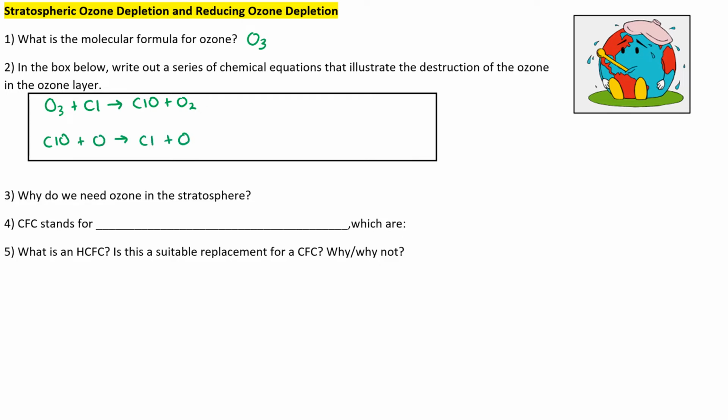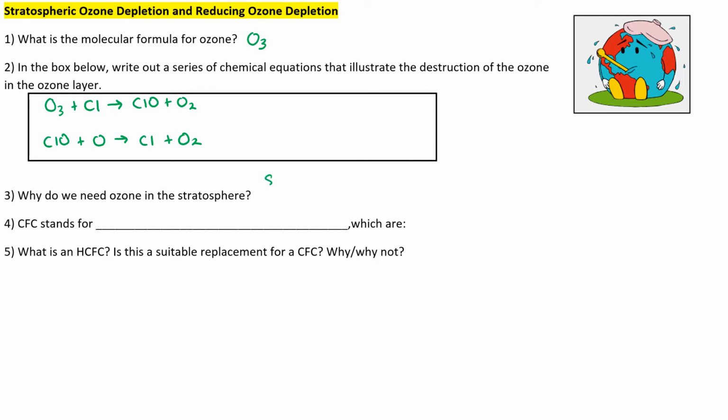Okay. So these are the two. We have ozone reacting with chlorine, and that creates chlorine monoxide and oxygen gas. And the chlorine monoxide reacts with an oxygen atom to release that chlorine atom again, which can then react with another ozone molecule.